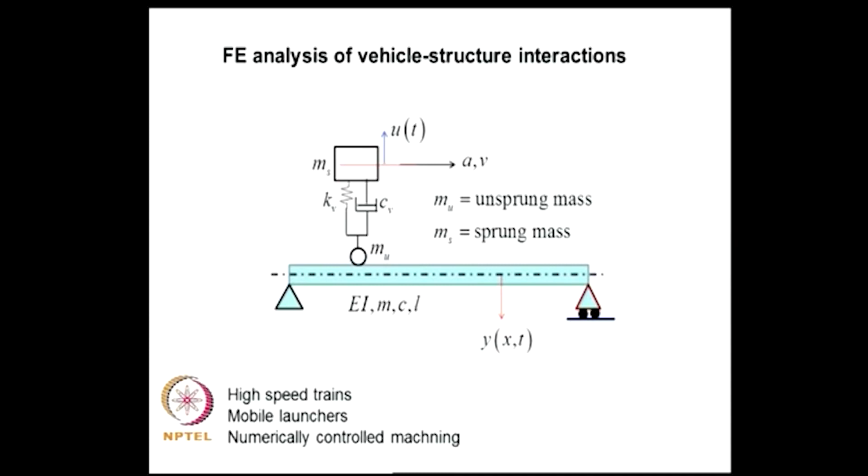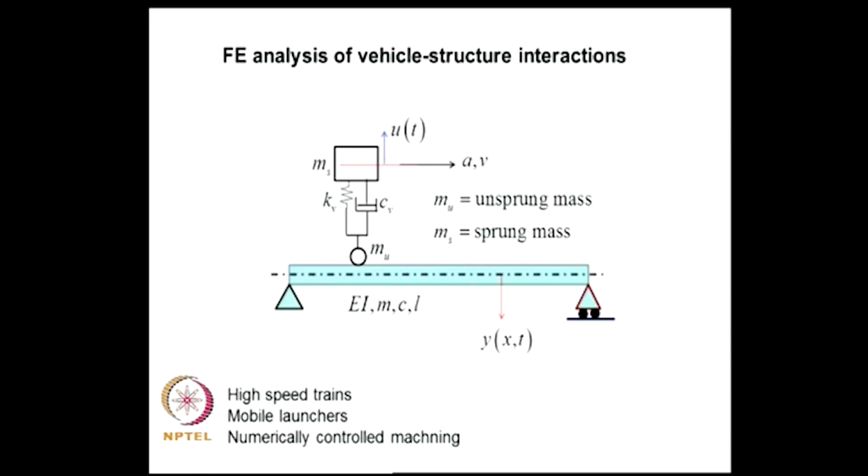So, to quickly recall, the supporting structure is modeled as a Euler-Bernoulli beam with these parameters, and the moving vehicle is modeled as a single degree of freedom oscillator. Mu is the unsprung mass, Ms is the sprung mass, Kv and Cv are the vehicle spring and damping coefficients.